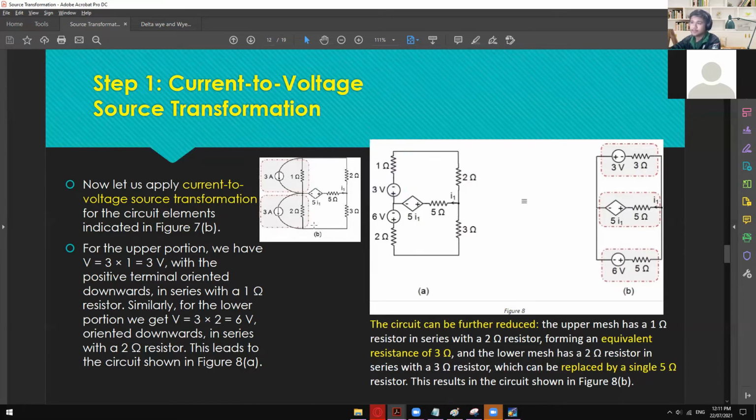Okay, the same with this one. V is equal to I times R, so 3 times 2 is equal to 6 volts, and then we are now in series connection. Wherever your arrow is pointing, that is your positive symbol. So we have the positive right here and positive right here. That's it for the first transformation. Were you guys able to get that one? Yes, sir. Okay, very good.